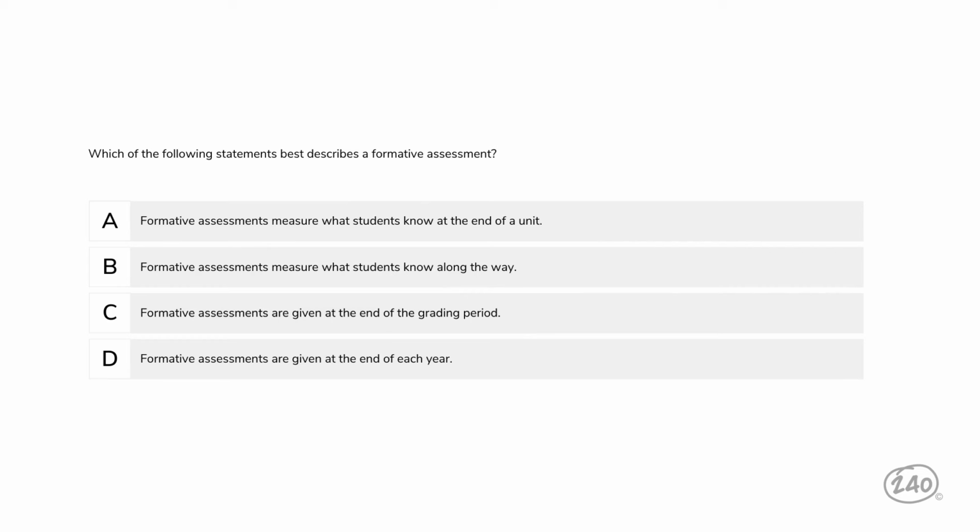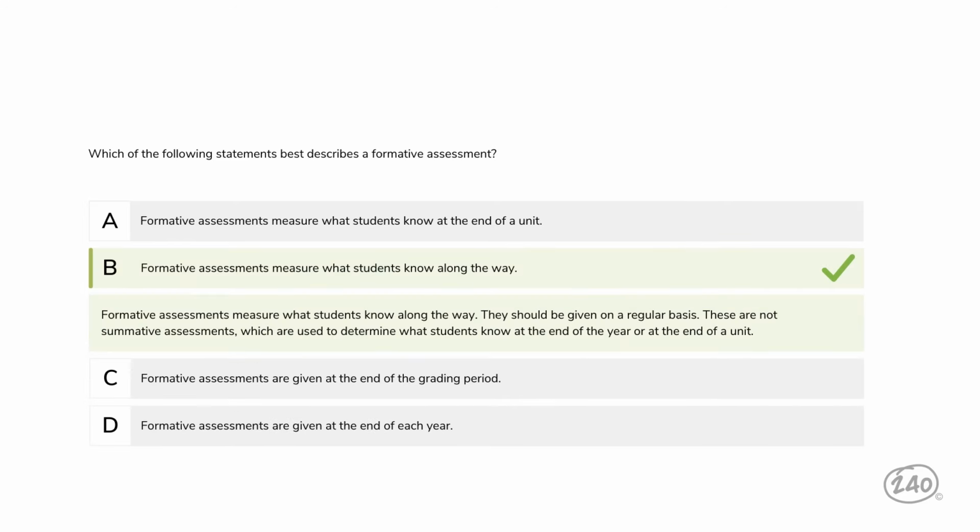Let's do one more in Domain A. How about assessment and instruction? Which of the following statements best describes a formative assessment? Summative assessments are used to determine what students know at the end of the year or at the end of a unit. But formative assessments measure what students know along the way. They should be given on a regular basis. Domain A, done. Now we're moving on to the actual science questions.